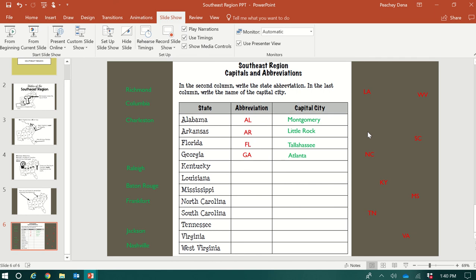Okay, then for Kentucky, it's the same as Georgia. It's the first letter of the state and the last letter of the state, KY for Kentucky. And see if you can guess the capital city of Kentucky. If you said Frankfort, you are correct.